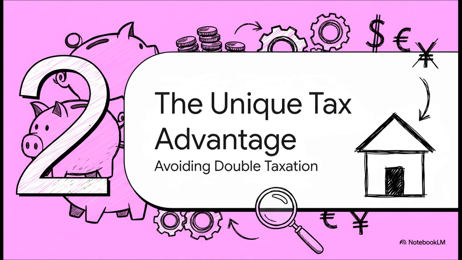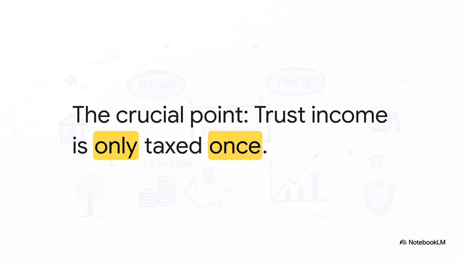All right, now that we've got the basic structure down, let's get to the big question. Why? Why do so many people go through the trouble of setting up a trust? Well, it usually boils down to one massive advantage: the unique way trusts are treated for tax purposes. And here it is. This is the single most important principle you need to remember. Income that a trust earns is only taxed one time. Now, that might sound almost too simple, but as we're about to see, this simple rule helps you avoid a major financial trap that exists in other business structures.